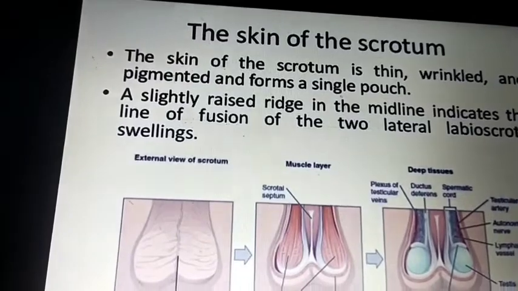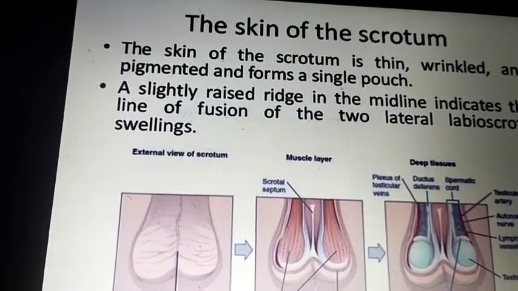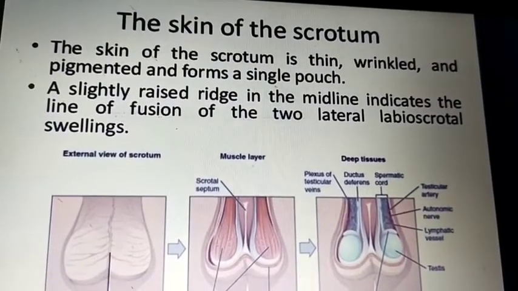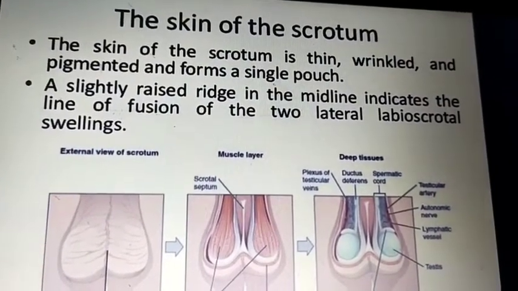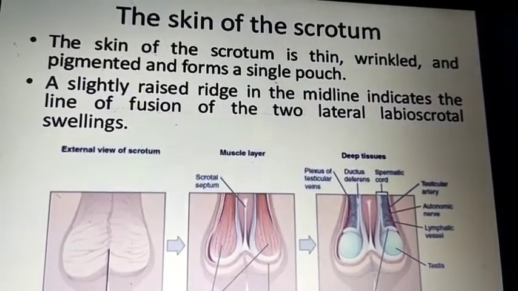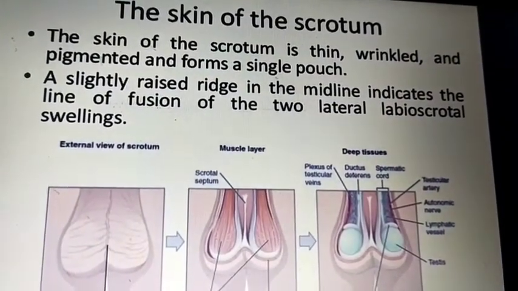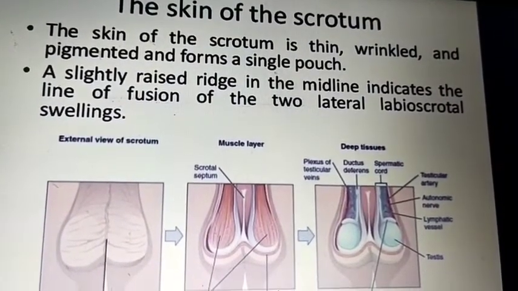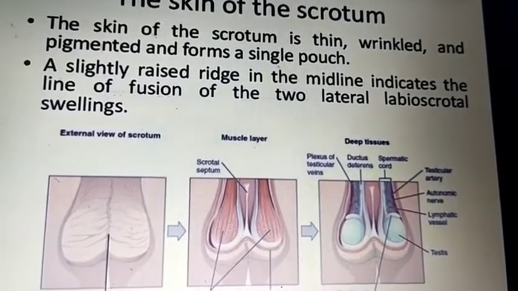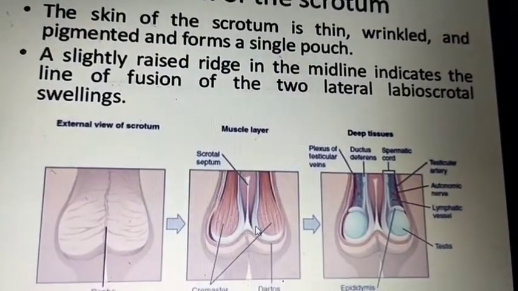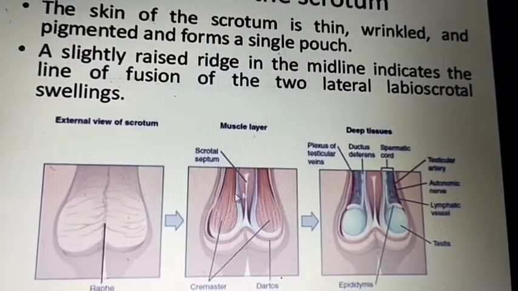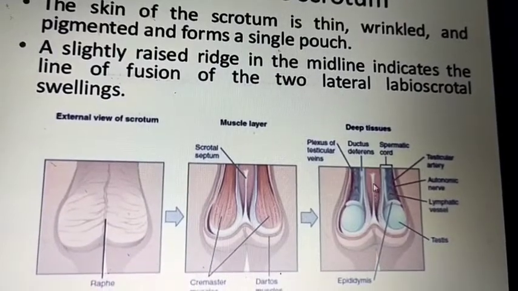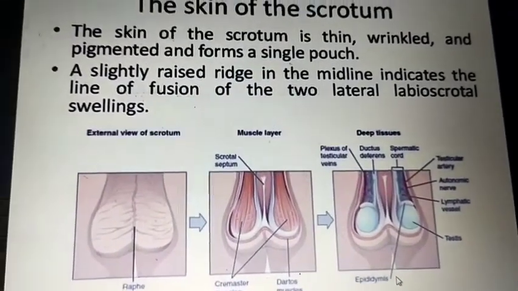The skin of the scrotum. Now we can go for the skin of the scrotum. The skin of the scrotum is thin, wrinkled and pigmented and forms a single pouch or sac. A slightly raised ridge in the midline indicates the line of fusion of the two lateral labioscrotal swellings. You can see here these are the labioscrotal swellings, and this is the raphe. Okay, we can go for the next slide.